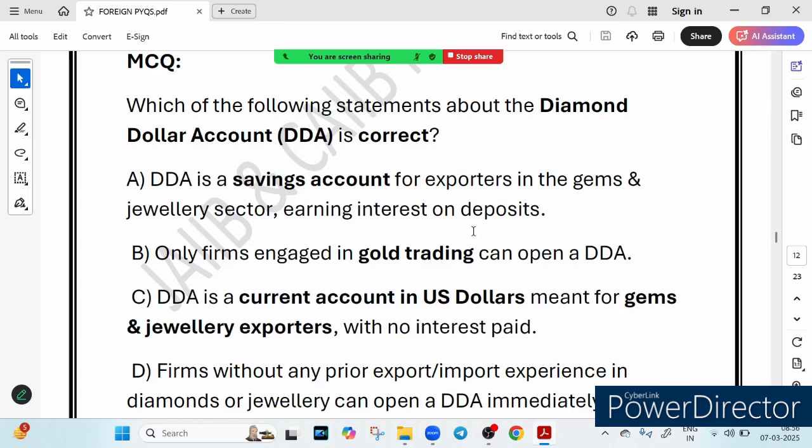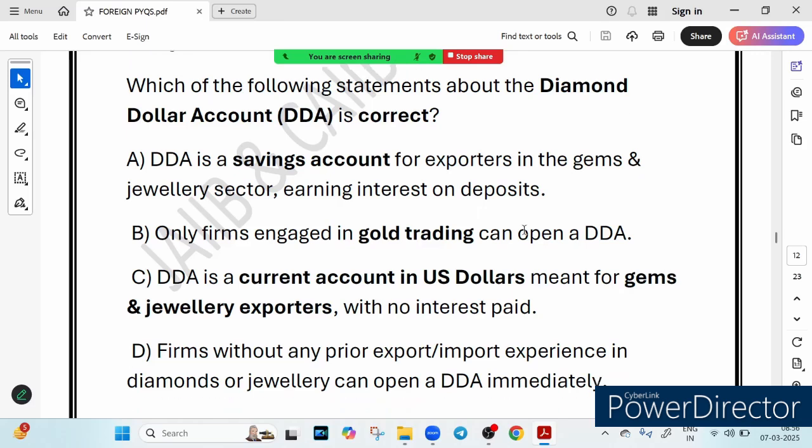Option B suggests only a firm engaged in gold trading can open a DDA. Option C suggests that DDA is a current account in US dollar meant for gems and jewelry export with no interest paid. And option D suggests that a firm without any prior export-import experience in diamond or jewelry can open a DDA immediately. What do you think? What is correct about DDA?